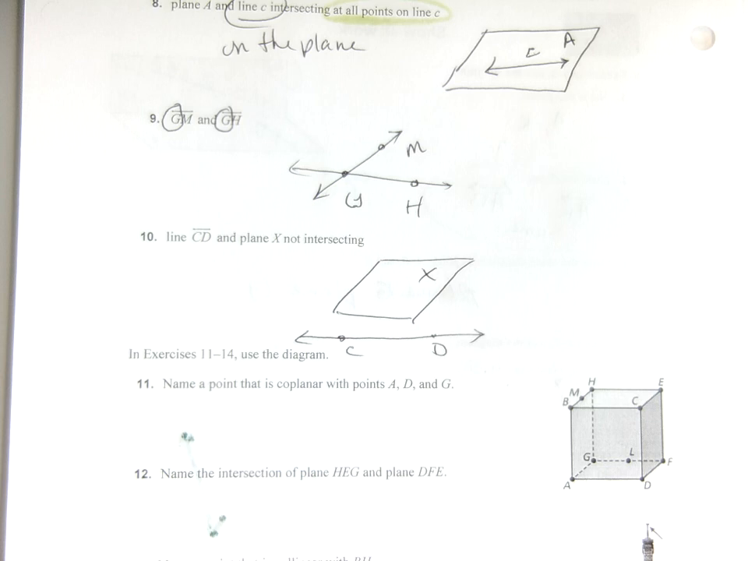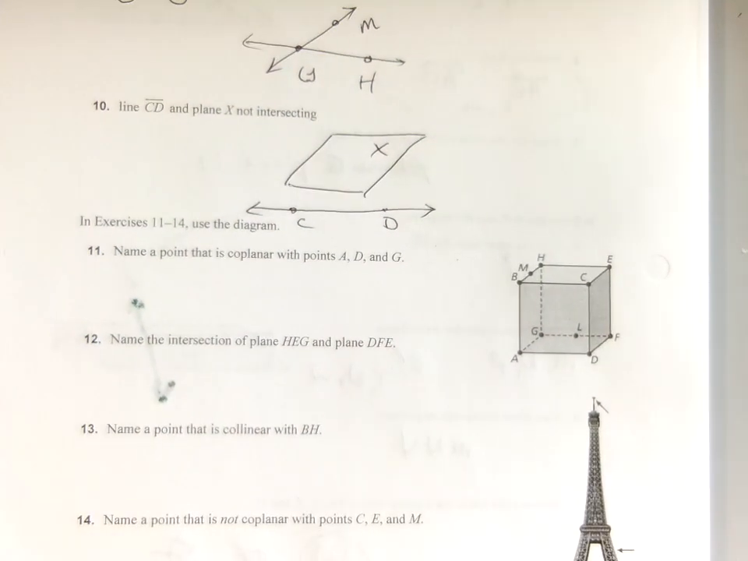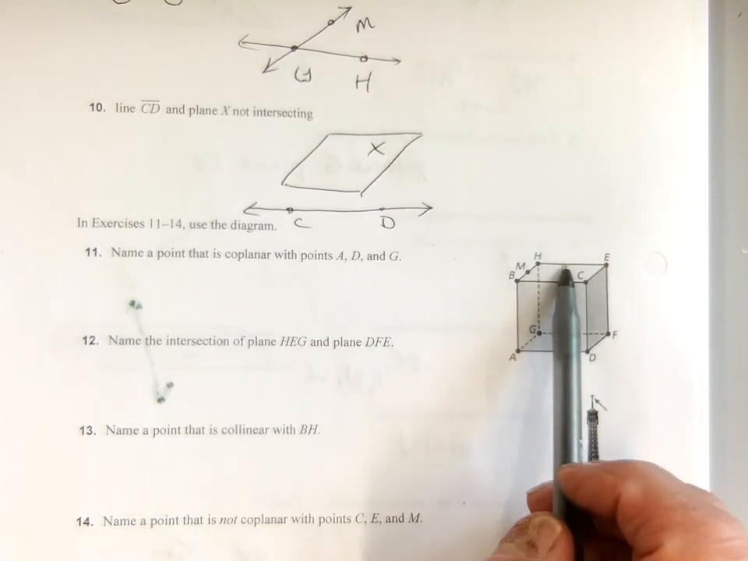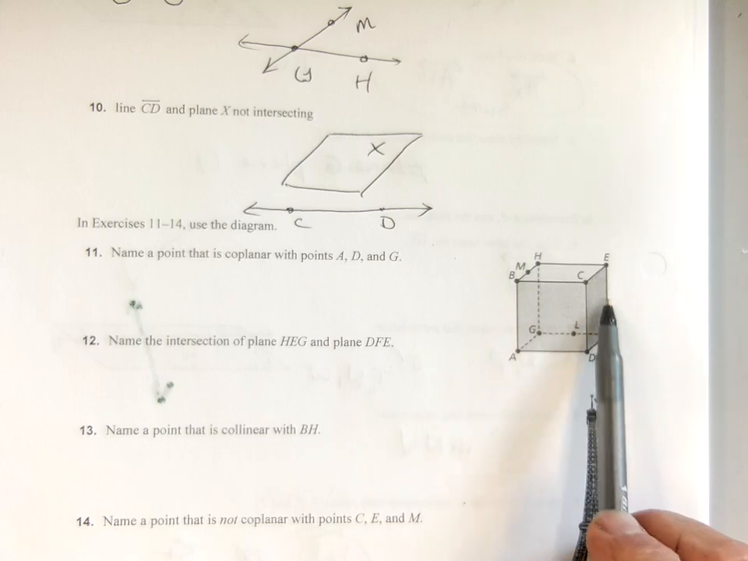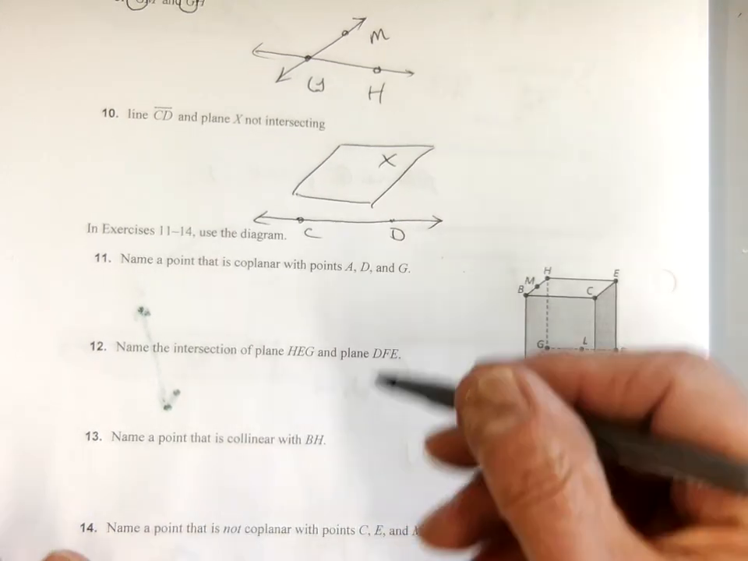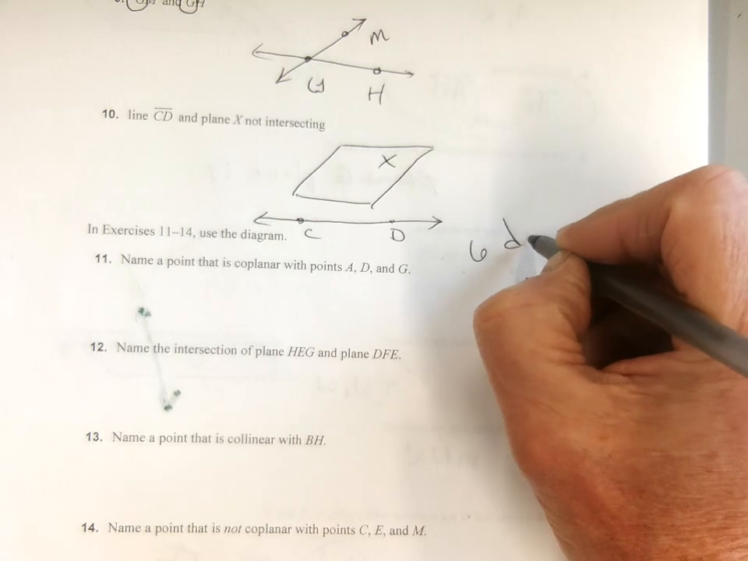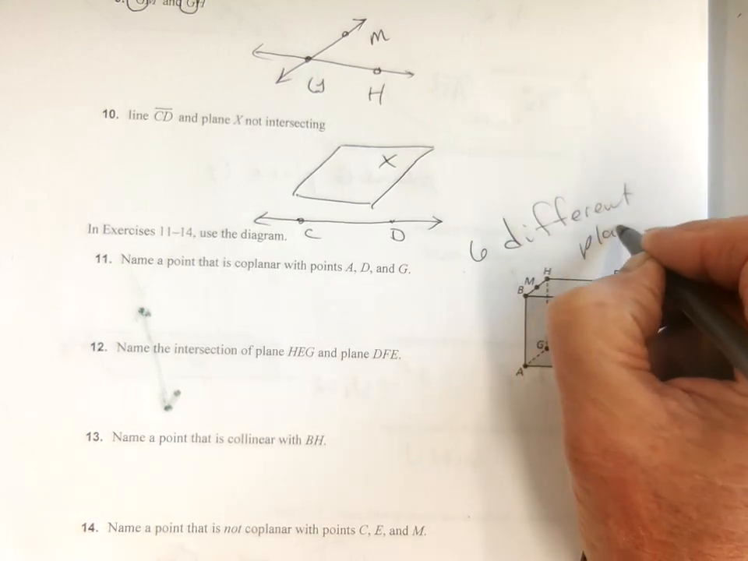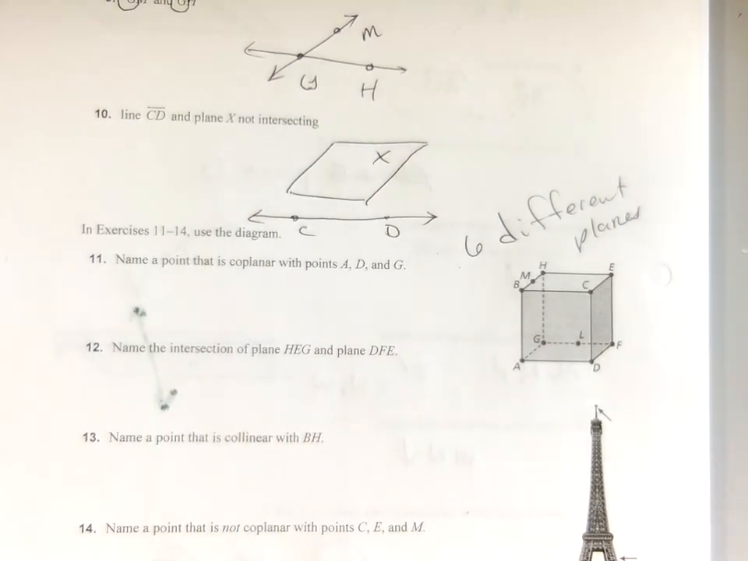Okay, name a point as coplanar, so let's take a look at this box. This box has 6 planes. It's got a top and a bottom, 2 sides, and a front and back. So it really has 6 different planes, okay? And you can see it. Top and bottom is a flat surface. The 2 sides are a flat surface. And the front and back are 2 surfaces, right?